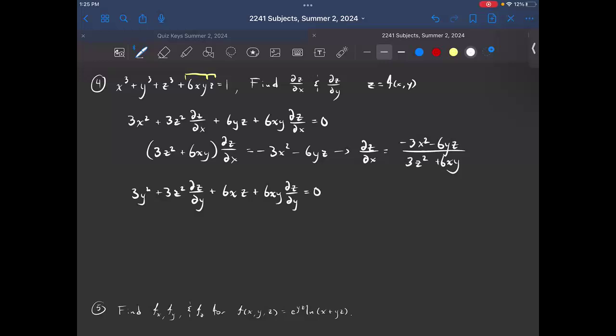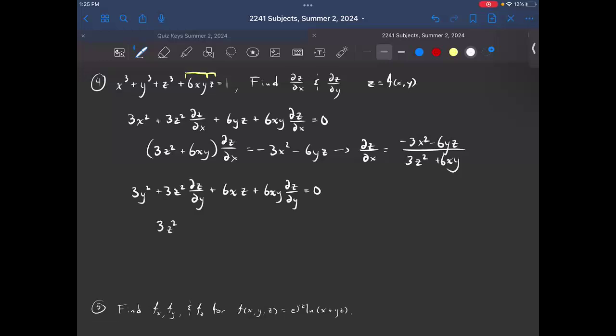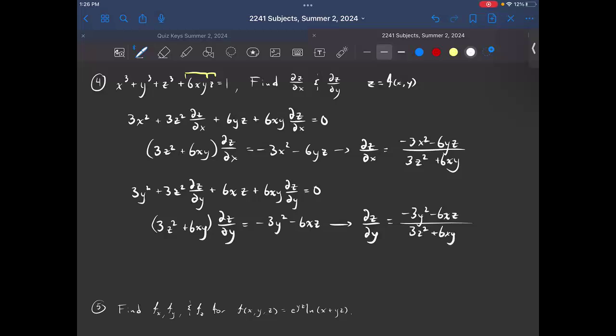All right, same thing, we're going to collect our terms. 3z squared plus 6xy, partial z, partial y, equals minus 3y squared minus 6xz. And finally, we solve for the partial with respect to y, and that gives us a similar formula, minus 3y squared minus 6xz over 3z squared plus 6xy. You can go ahead and cancel the 3's if you want. Again, I don't care to simplify these too much.